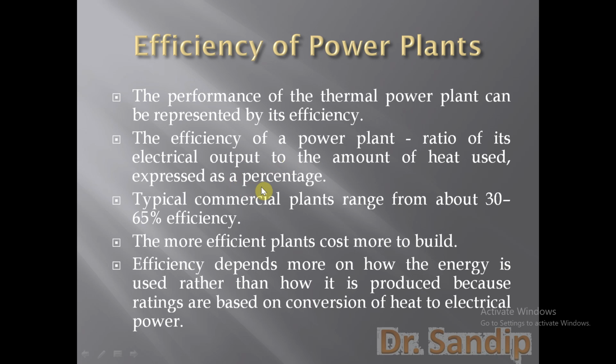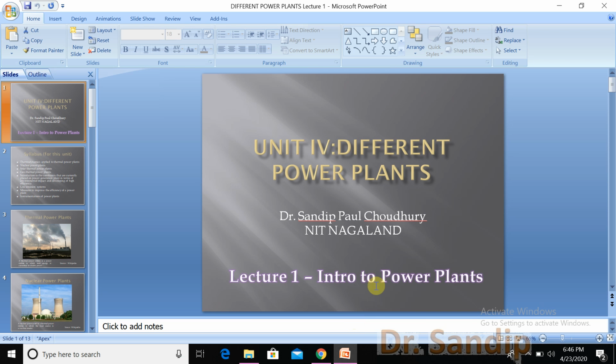Efficiency is represented in percentage. If you use a commercial power plant, the range will actually be from 30 to 65%, and the more efficient plants cost more to build. So if you need a very efficient plant, let's say 65% efficiency, the cost would be much more compared to a plant which can give you an efficiency of 30%. The efficiency depends more on how the energy is used rather than how it is produced. Okay? We can have the production, but it's also important how that end product is used, because ratings are based on conversion of heat to electrical power. So the loss should be minimal. If too much heat is lost, the conversion to electric power would be much less, and obviously the efficiency will come down.